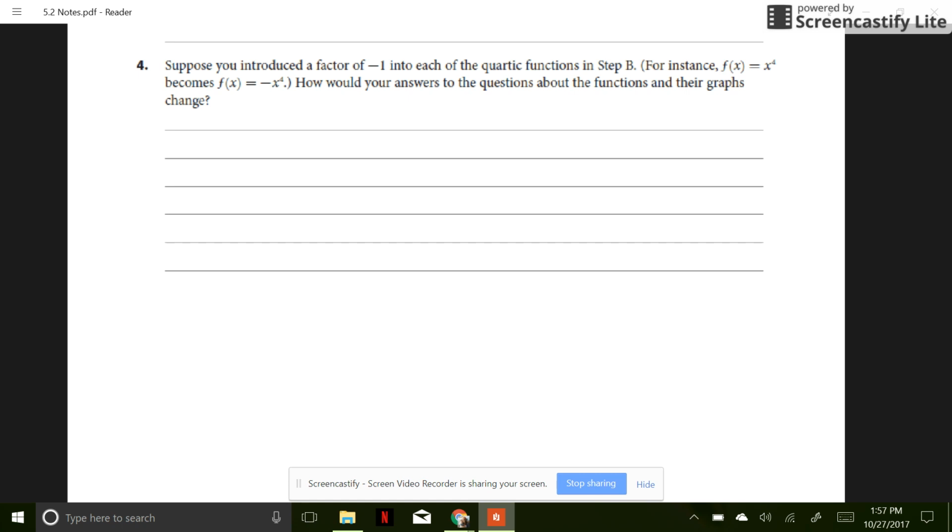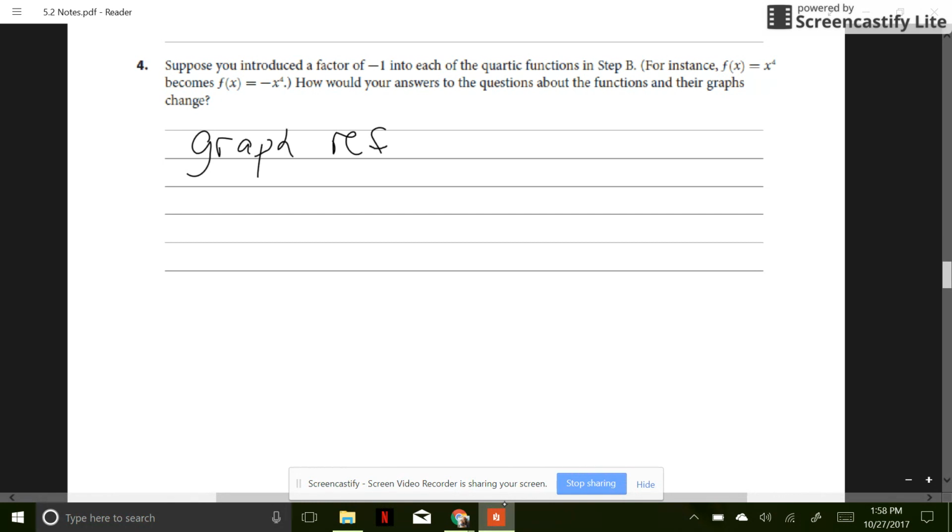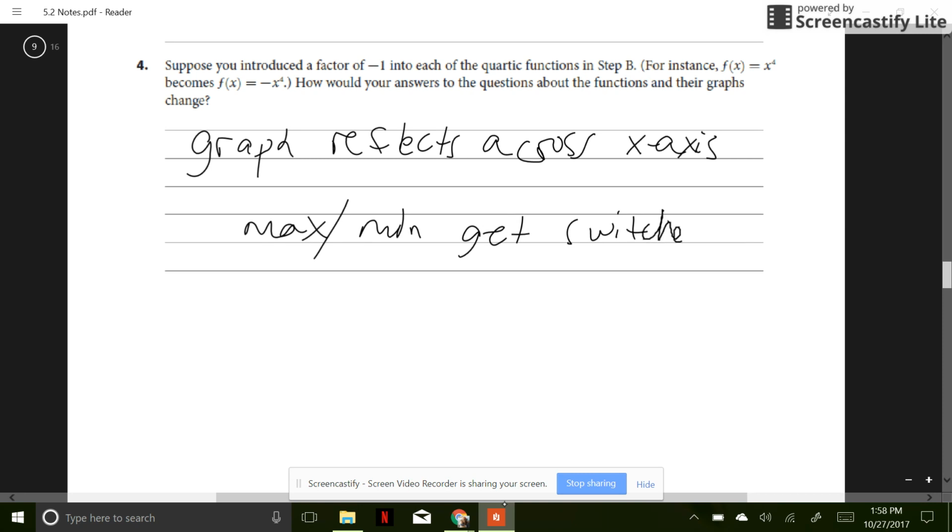So now we're going to suppose we introduce a factor of -1 into each quartic function in step B. So for instance, we're changing x to the fourth to become negative x to the fourth. So how would my answers change? Well, multiplying by the negative is going to reflect the graph across the x-axis. So the end behavior is going to switch, as well as the max and mins. So what was a maximum value before is going to turn into a minimum value.